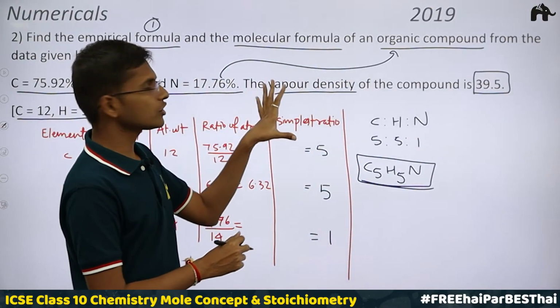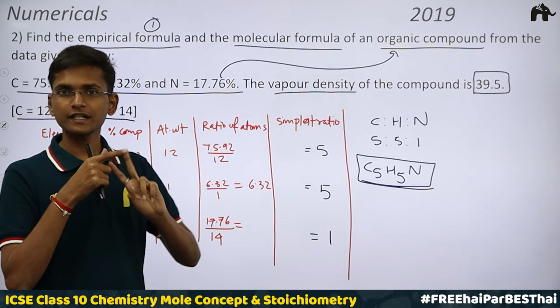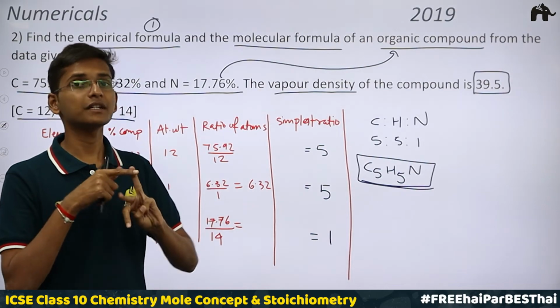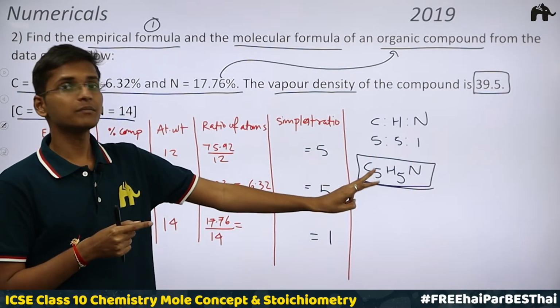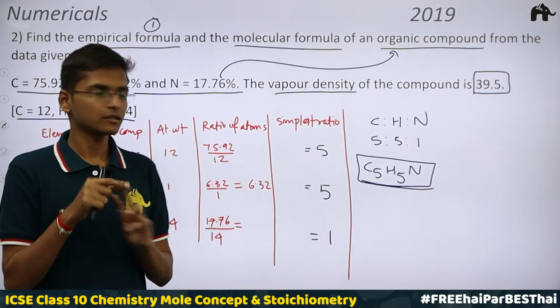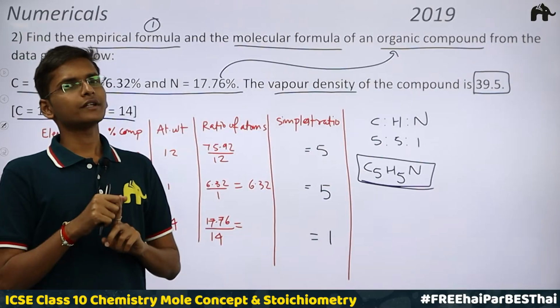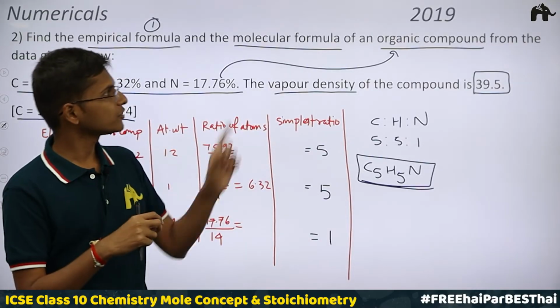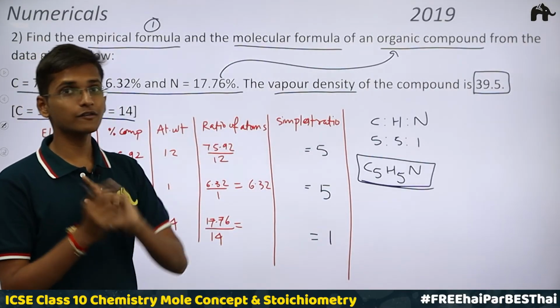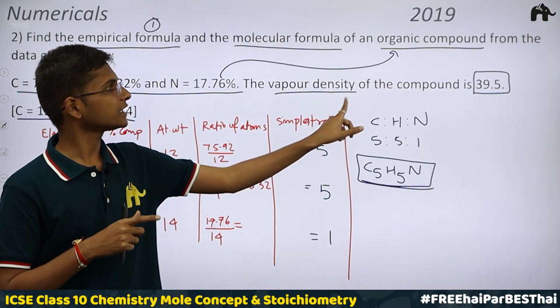Now next is molecular formula. But for finding molecular formula, we know we need 3 things. First is the molecular weight, second is empirical formula weight, and third is empirical formula itself. Now we are having empirical formula. One thing is done. Then empirical formula weight, we can calculate it from empirical formula. So second also is done. Molecular weight. Now how to figure out what is molecular weight? Because molecular weight here it is not given. But I have told you initially only that with the help of vapor density, we can find the molecular weight.